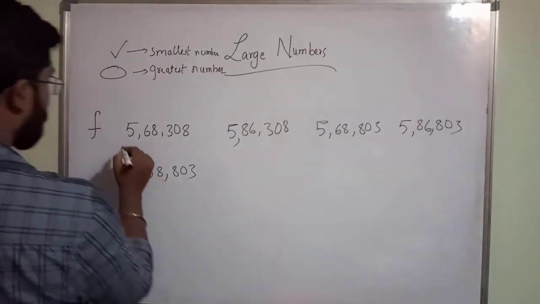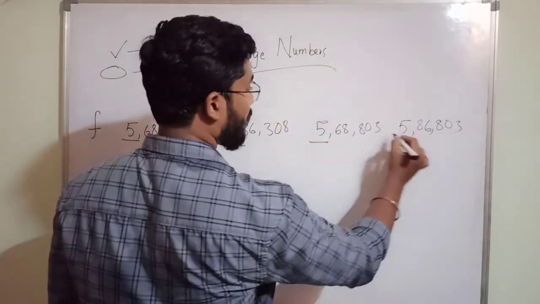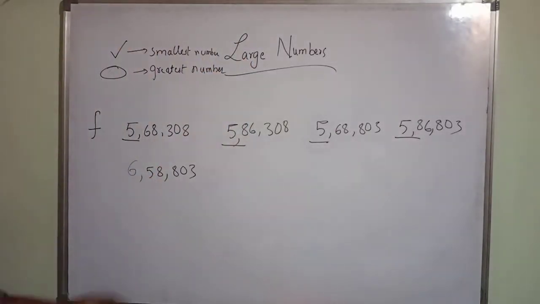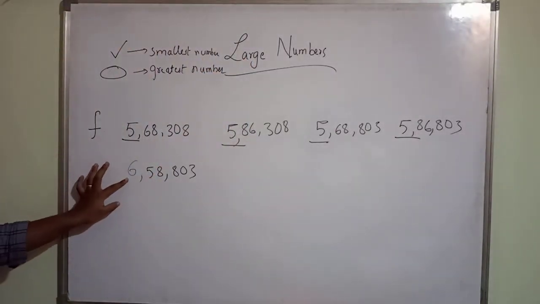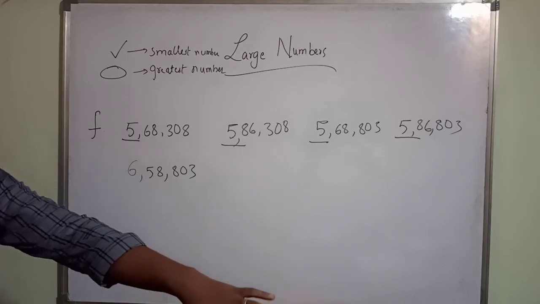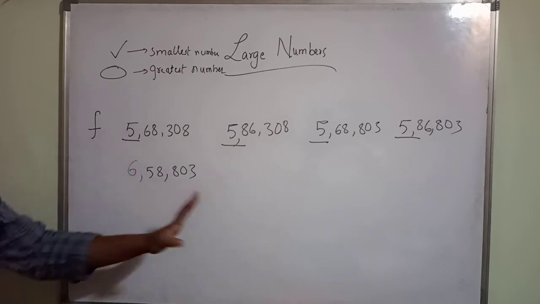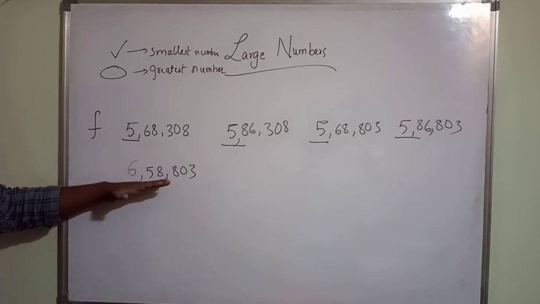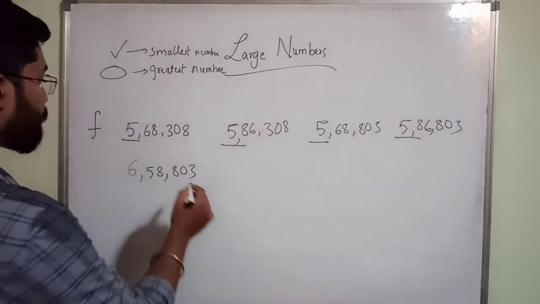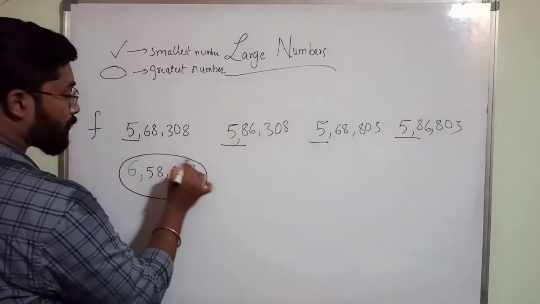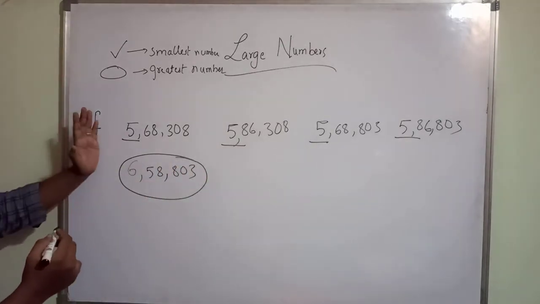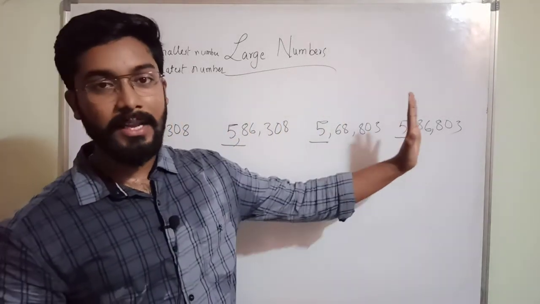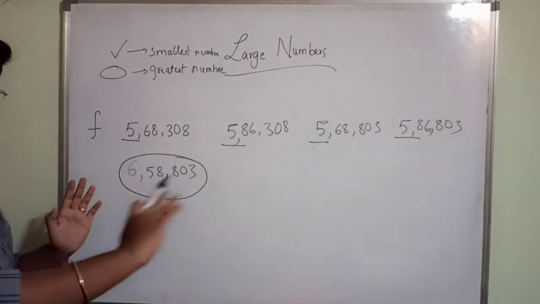So in all these, 5 lakhs is common. 5 lakhs, 5 lakhs. 5 lakhs is common. But 6 lakhs is greater than all of this. So it is greater than 6 lakhs, 6,58,803. So this is in 6 lakhs. These all are in 5 lakhs. So obviously this will be the greater. Clear?